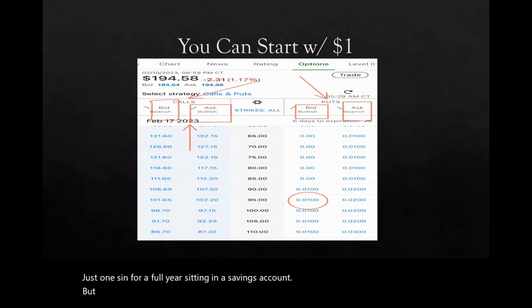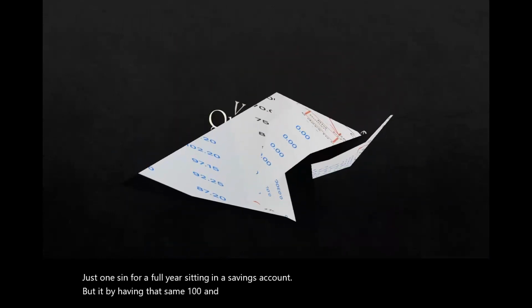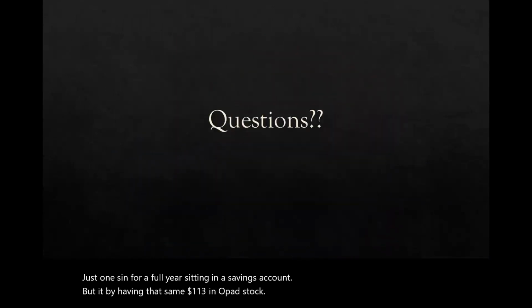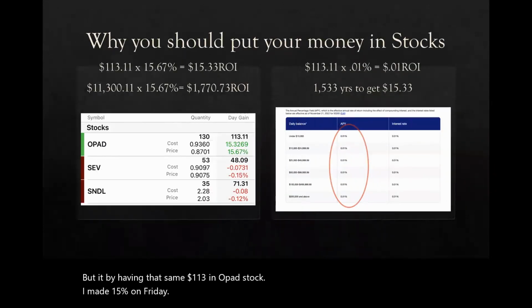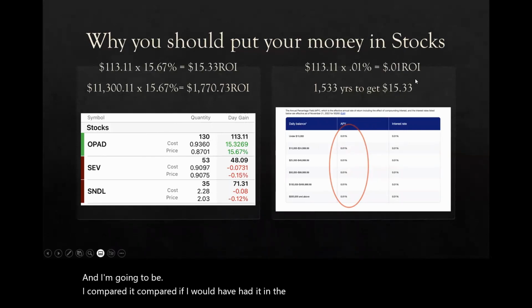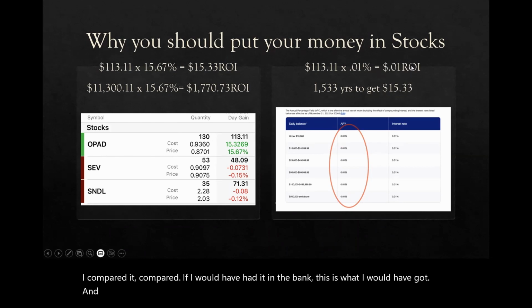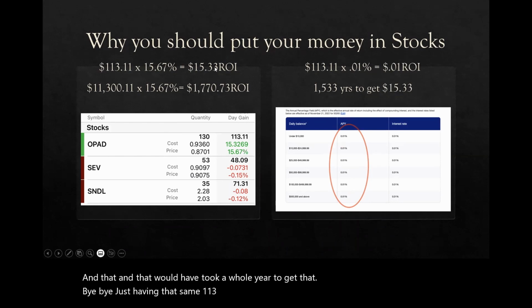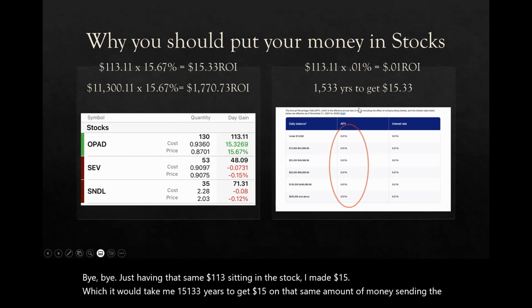But by having that same $113 in OPAD stock, I make 15% on Friday. Compared to if I would have had it in the bank, this is what I would have got. And that would have took a whole year to get that. But by just having that same $113 sitting in a stock, I made $15, which it would take me 1,533 years to get $15 on that same amount of money sitting in a savings account. Gotcha.